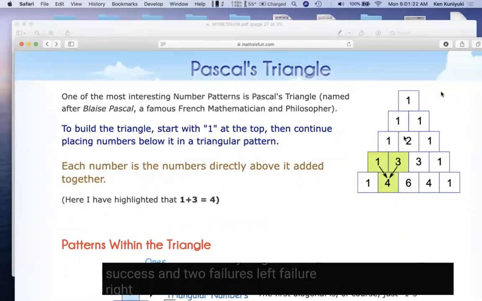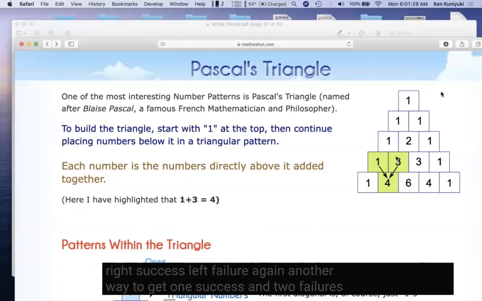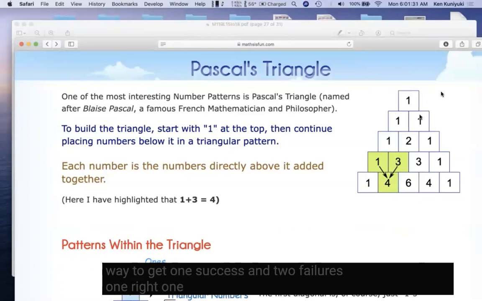Left, failure, right, success, left, failure. Again, another way to get 1 success and 2 failures. 1 right, 1 success, 1 left, a failure, another left, a failure. So how many ways are there to get 1 success and 2 failures out of 3 trials or 3 drops? 3 ways, 3 choose 1.